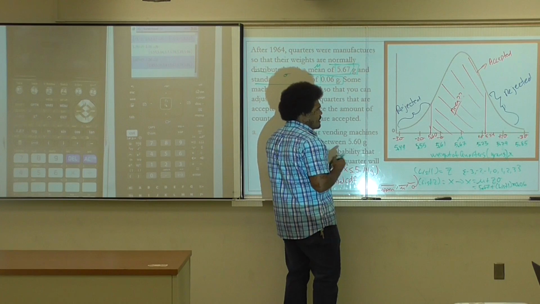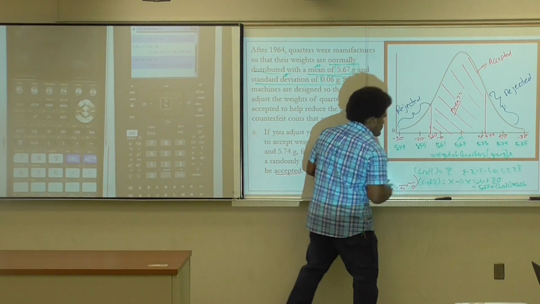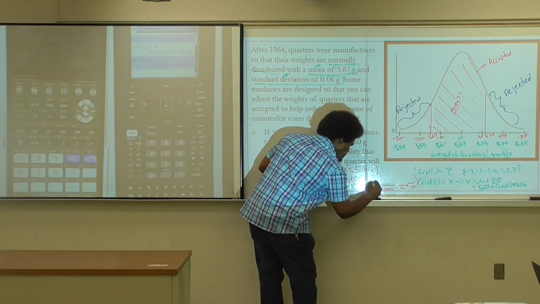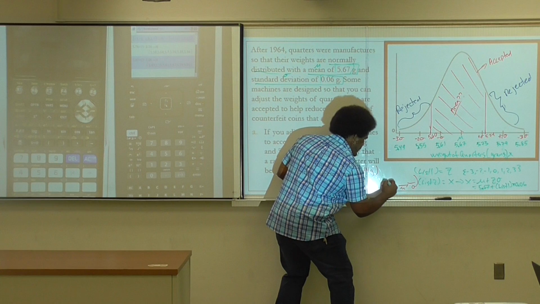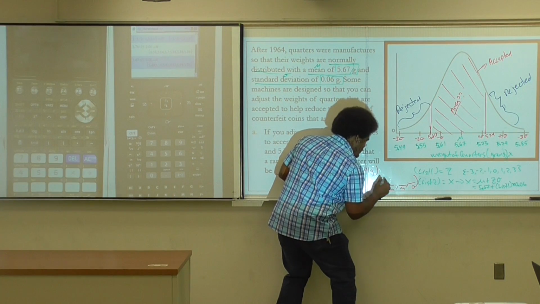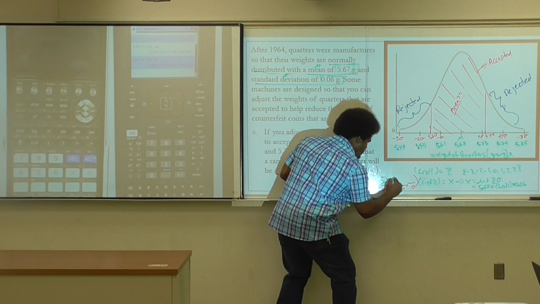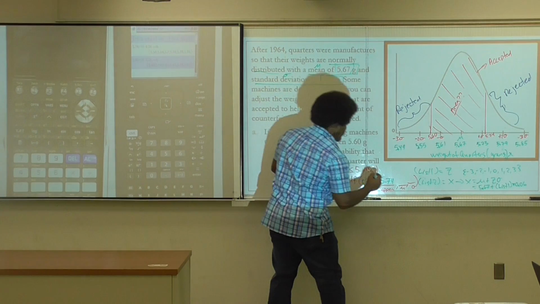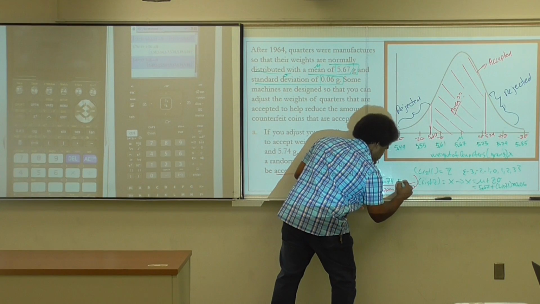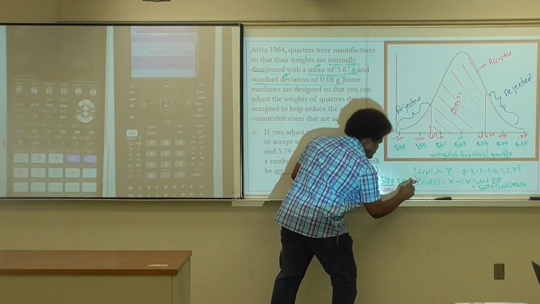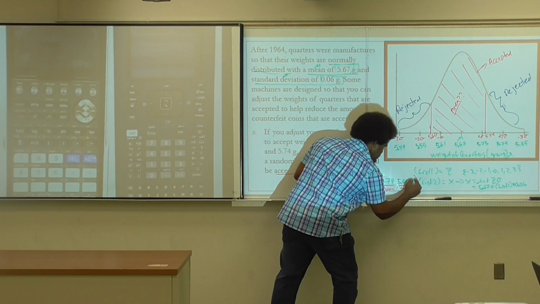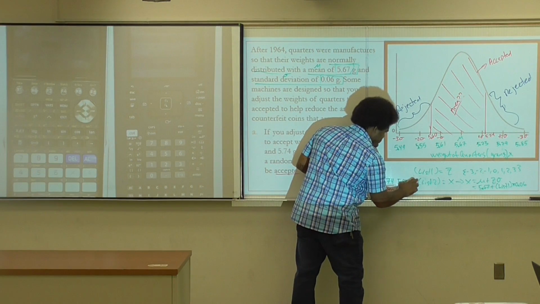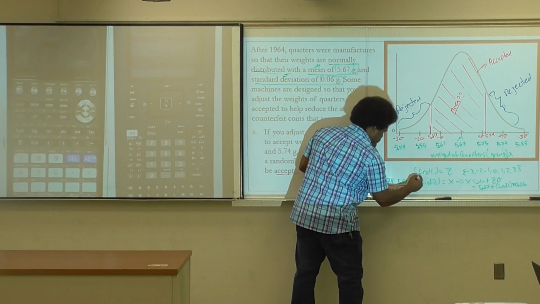So let's go through this, guys. Our lower is supposed to be 5.60. Our upper is supposed to be 5.74. Our mu is supposed to be, once again, 5.67. And the standard deviation was supposed to be 0.06. So we put all this into our calculator, and we're getting to a conclusion.